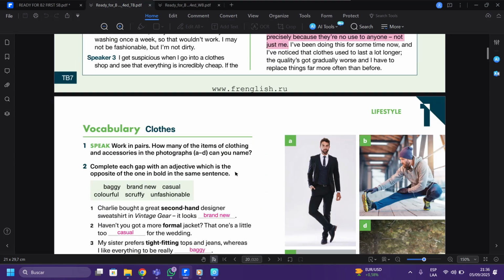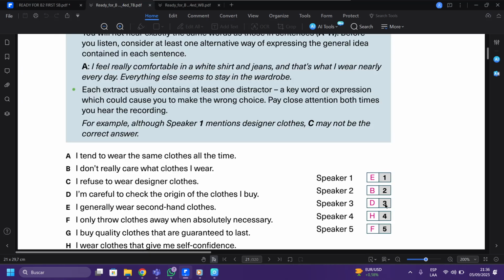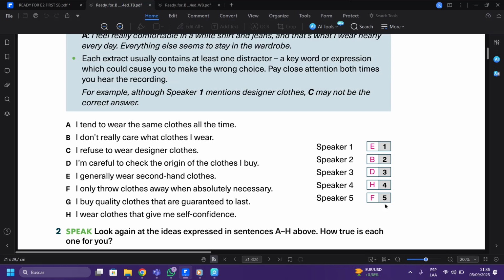So the answers are here. And then you have to tell me how many right answers you got. Number 1 is letter E. Yes. Number 2 is letter E. Number 3 is letter D. All right. Number 4 is H. And number 5 is F. And that's it.